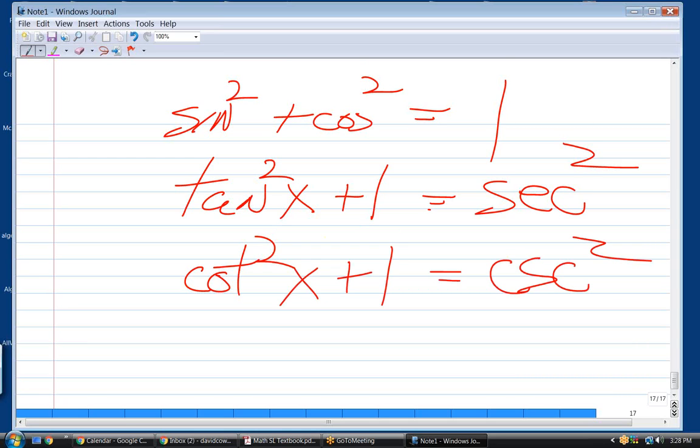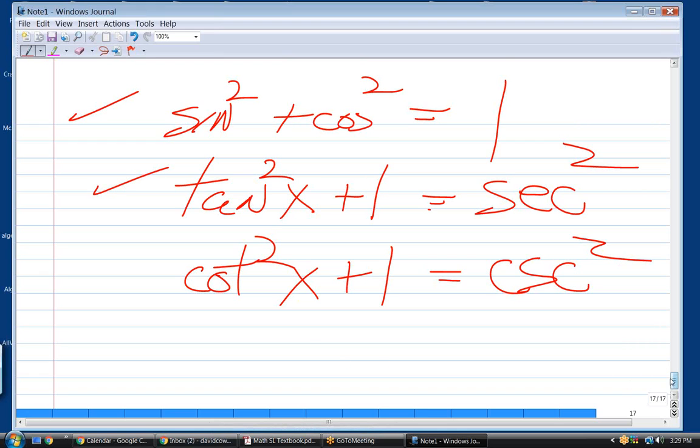Now, notice these are kind of fundamentally different, all 3 of them, in the sense that here I'm adding 1 to tangent squared to get secant squared, whereas up here I'm adding sine squared to cosine squared to get 1. And in fact, if I turn these around, cosine squared is going to equal 1 minus sine squared, whereas secant squared minus 1 is going to equal tangent squared, and cosecant squared minus 1 is equal to cotangent squared.